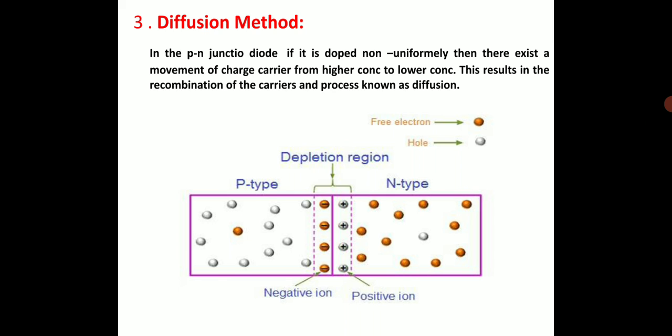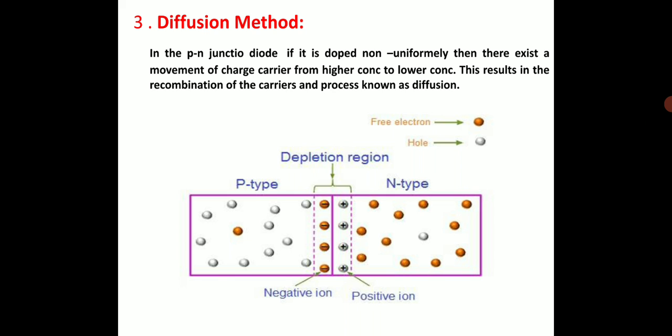In that process of diffusion, the higher concentration of electrons in the N region will diffuse into the P region, and those electrons are recombined with the holes of that P region.